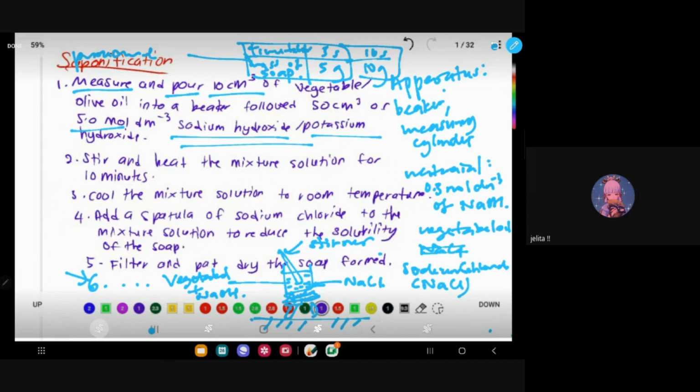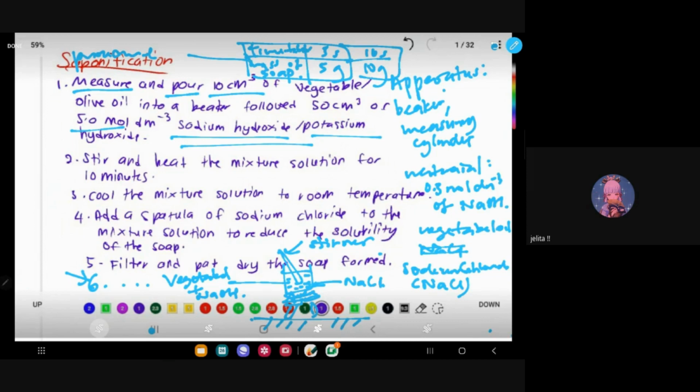And then next one, heat the mixture slowly, and then let it cool. Heat the solution or warm the solution to ensure all the vegetable oil and sodium hydroxide dissolve. Next, cool the mixture to room temperature. Add a spatula of sodium chloride. Understand? To reduce the solubility of soap. Filter and pat dry, and so on.